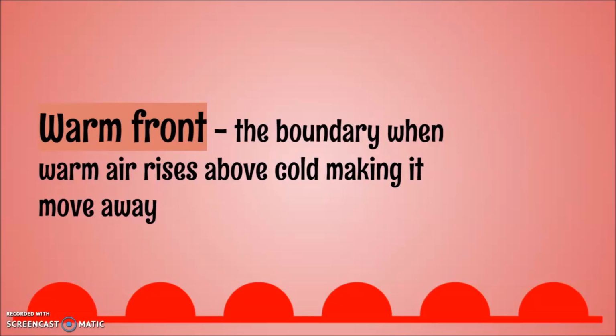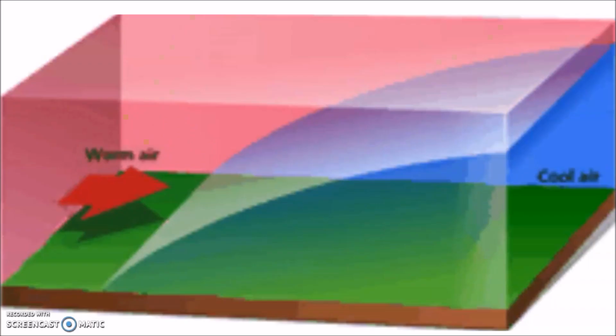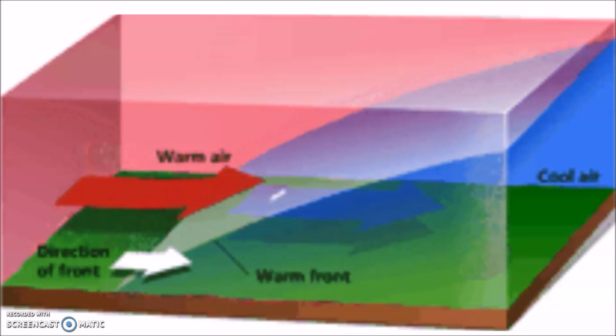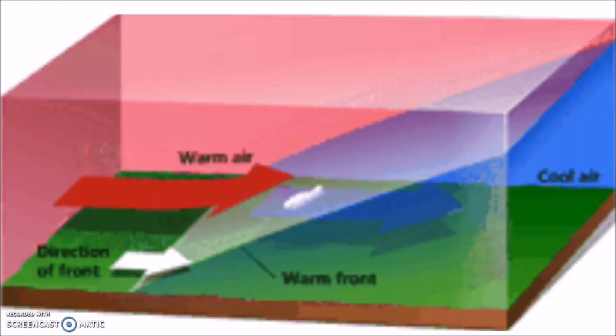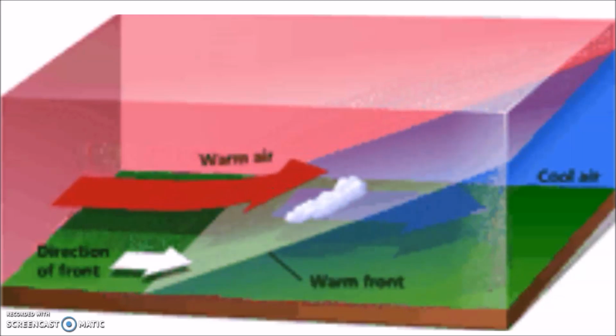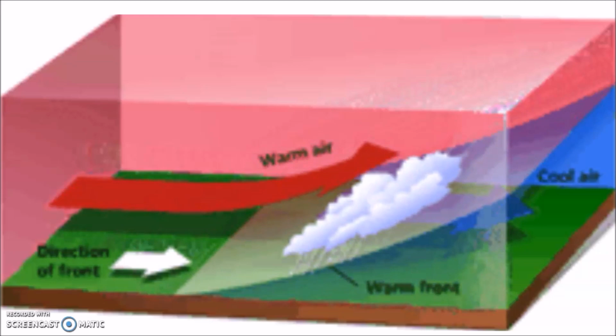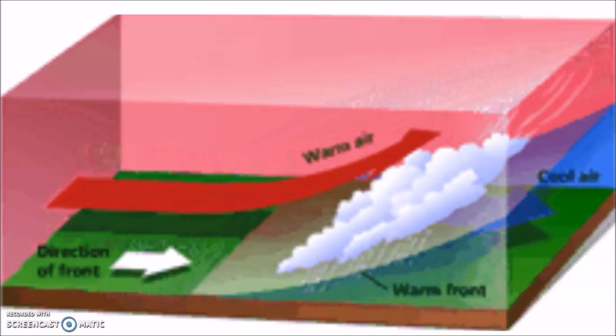The next type of front is called a warm front, which is represented by these half circles on the line. A warm front is a boundary when warm air rises above cold air, making it move away. The cold air is just sitting there, and the warm air goes on top and begins to slowly push it. The warm air is going to push the cold air slower because it is not as dense and not pushing it as fast. What's going to form on top are flat layer clouds because there's not enough air for it to form higher.